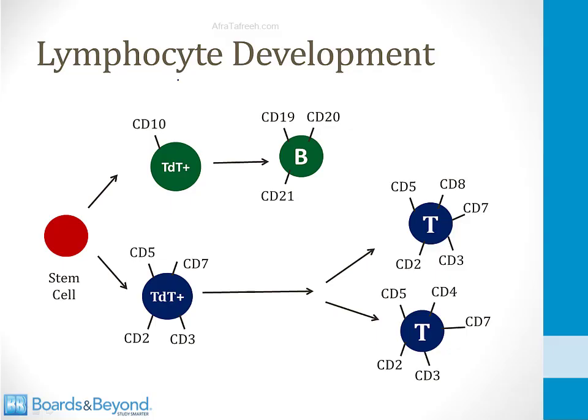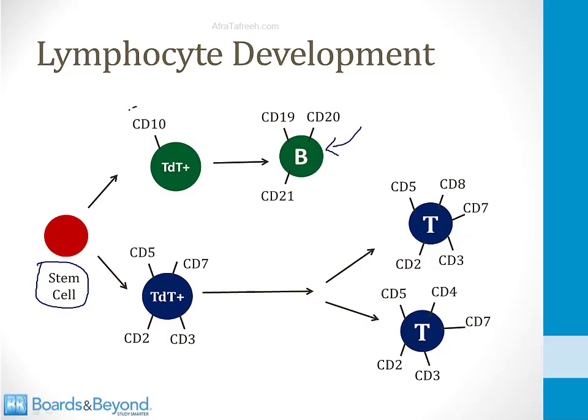The board examiners are going to expect you to recognize the markers that determine that a cell is a lymphocyte. So all lymphocytes derive from a stem cell, and then some of them will go on to become B cells, like these ones on the top of the screen, and others will go on to become T cells, like the ones on the bottom of the screen.